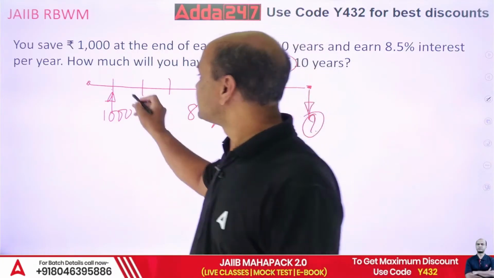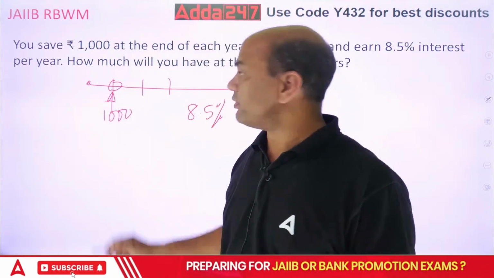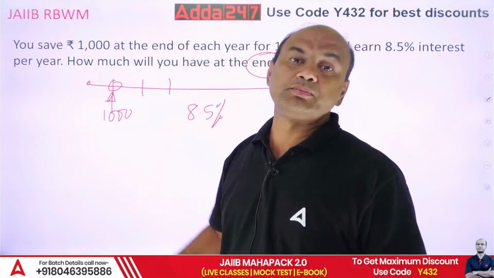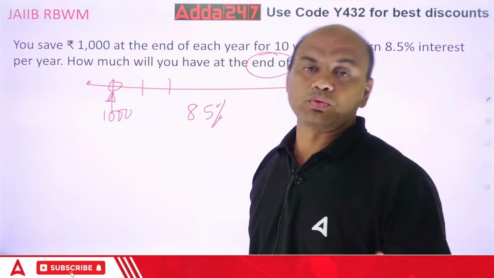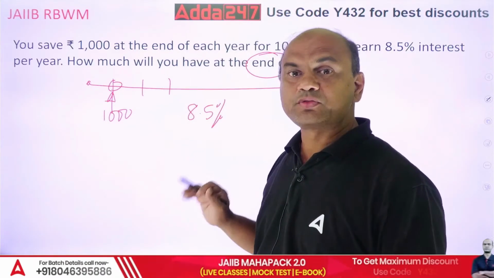Whenever we invest at the end, it's called ordinary. Whenever we invest at the beginning, instead of the end of each year, it would have mentioned beginning of each year. Then it would have been annuity due. But here it's mentioned end. So end means which formula will you use?